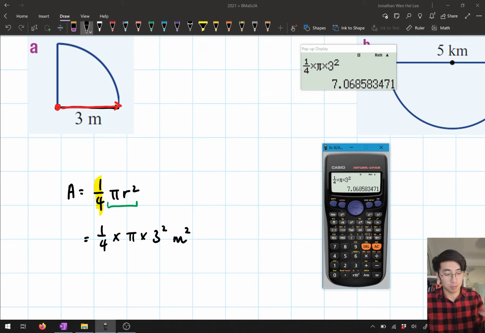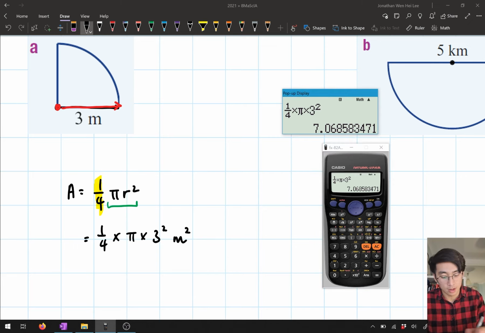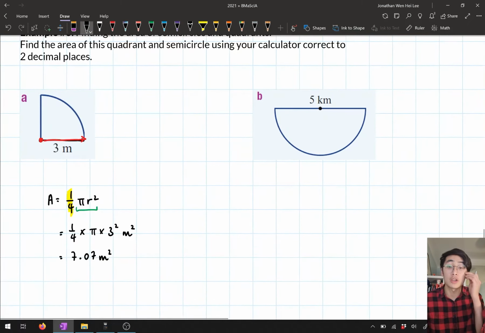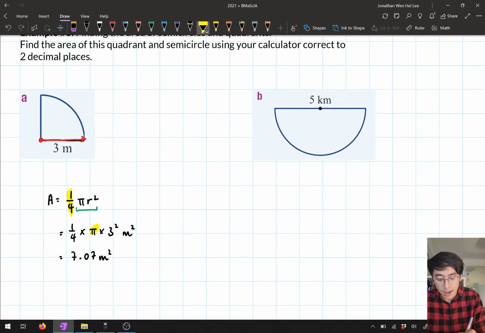And we need 2 decimal places. This just becomes 7.07. So this is 7.07 meters squared. And so when we're trying to find the area of a semicircle or quadrant, we just want to find the area of the whole circle. So that's what we did over here with pi times 3 squared. And then for here, because it's a quadrant, we find a quarter of that amount.